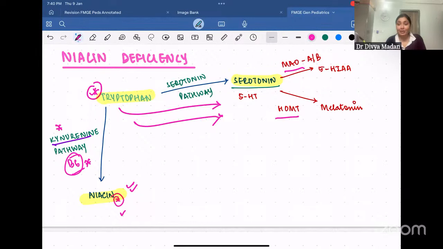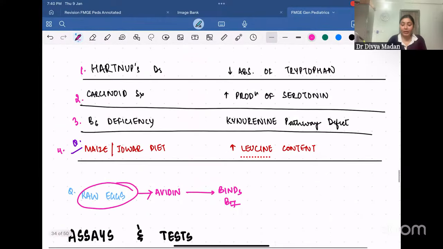So B6, that is pyridoxine deficiency, is there. I can also have this B3 niacin deficiency, right? So I made a table for that. First, where there is less tryptophan available to us. Hartnup's disease that hinders the absorption of tryptophan would lead to niacin deficiency.